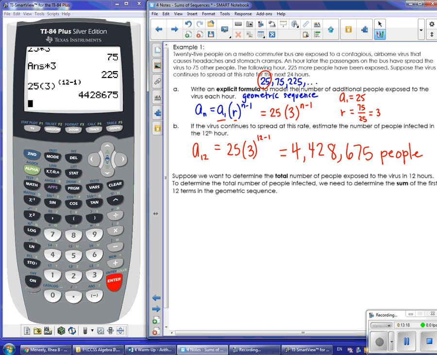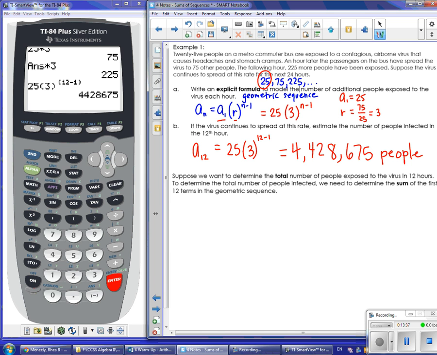That's crazy. And so the next question says, suppose that we want to determine the total number of people exposed to the virus in 12 hours. To determine the total number of people infected, we need to determine the sum of the first 12 terms in the sequence. So I could totally do this by hand, right?